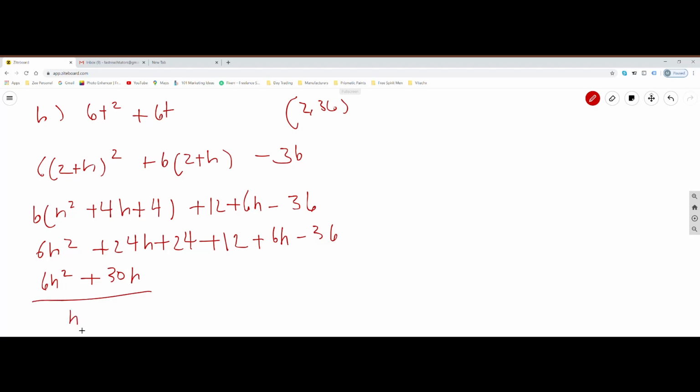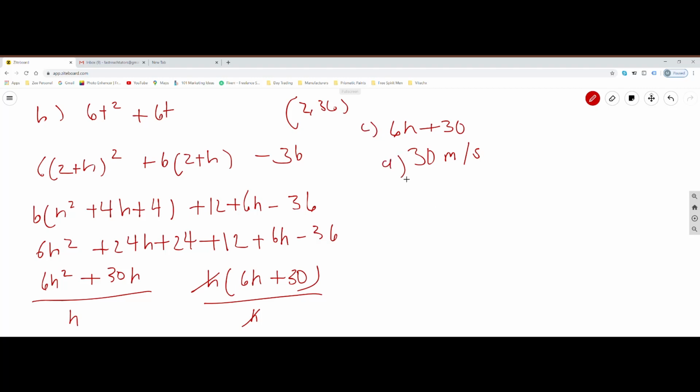So you can factor out h. You're left with 6h plus 30. When you substitute h equals 0, you're left with 30 meters per second squared. So this is C, this is D.